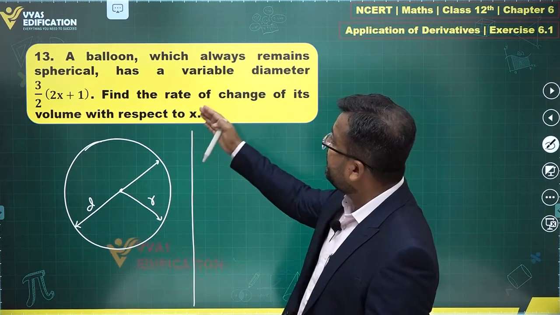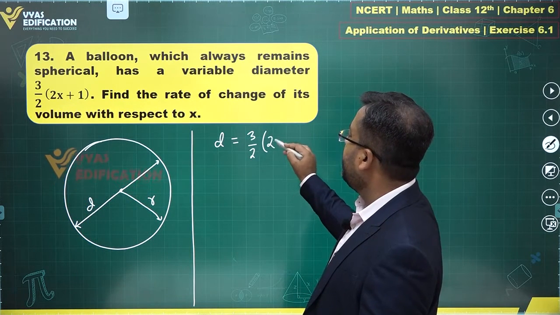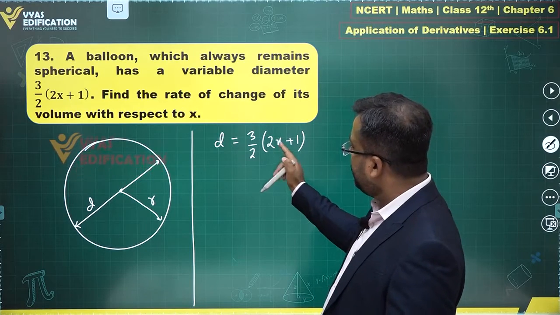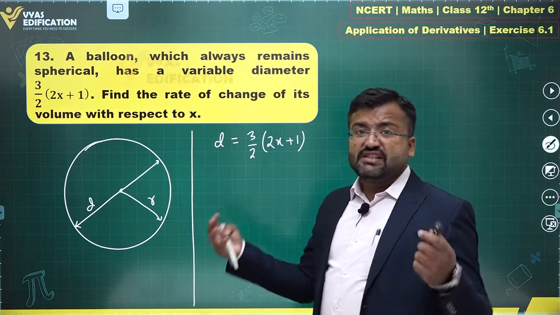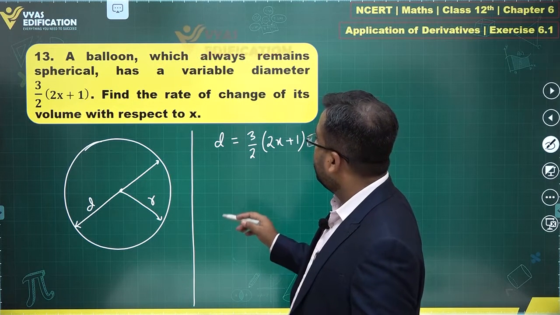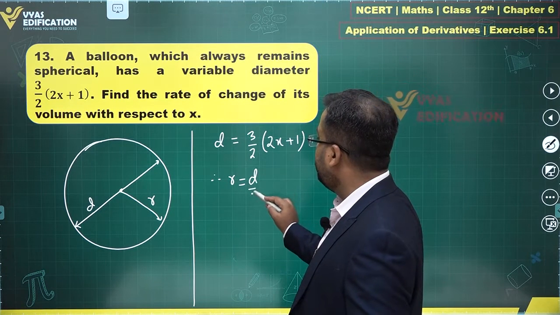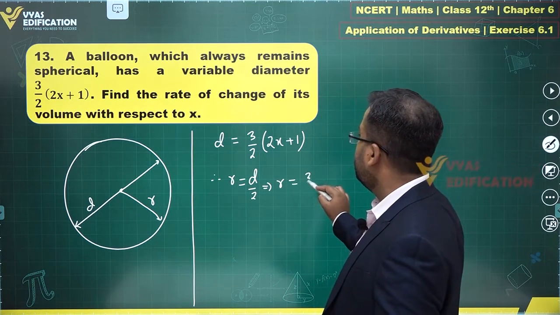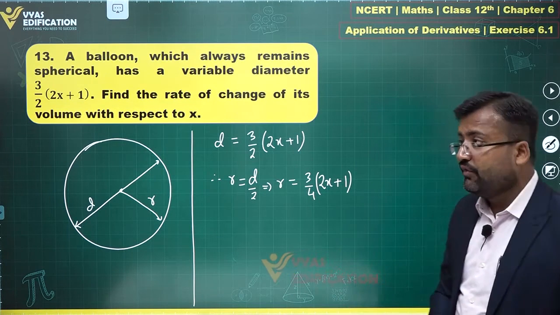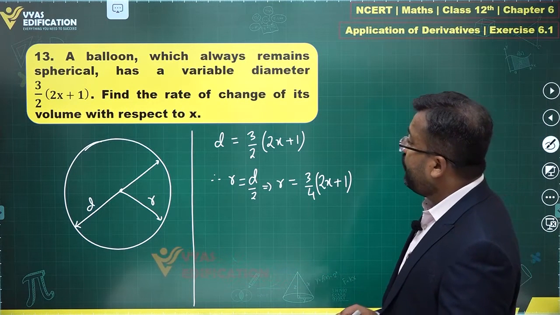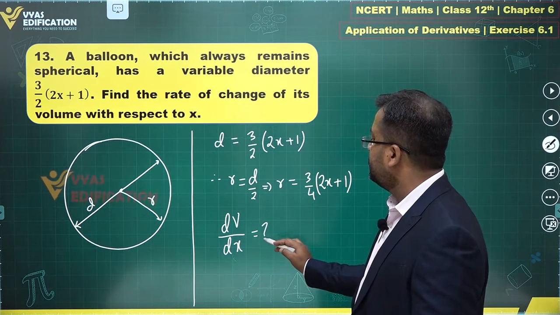A balloon which is always spherical has a variable diameter. So diameter is equal to 3 by 2 times (2x plus 1). Diameter is dependent upon this x. This x is some independent variable, right? We're not sure what that will be. Can you observe that therefore radius will be equal to what? This will be d by 2, which gives me radius equal to 3 by 4 times (2x plus 1). Okay. What next? Find the rate of change of its volume with respect to x. This is being asked.